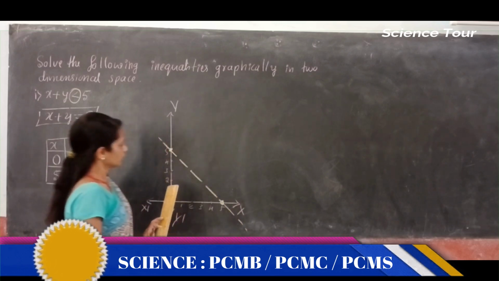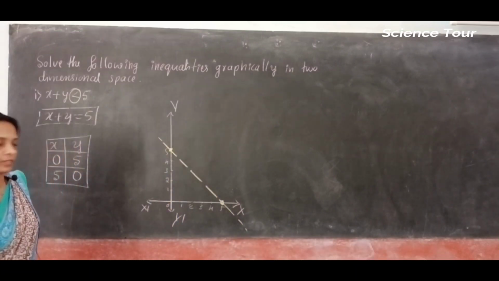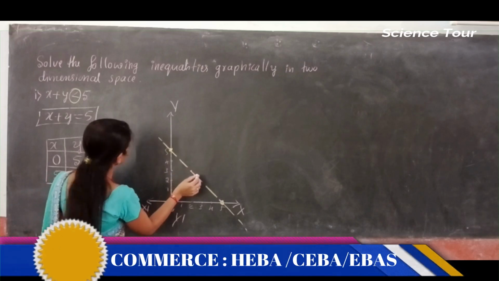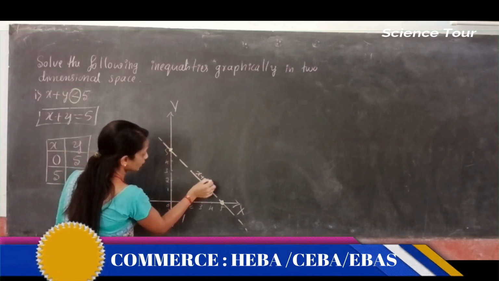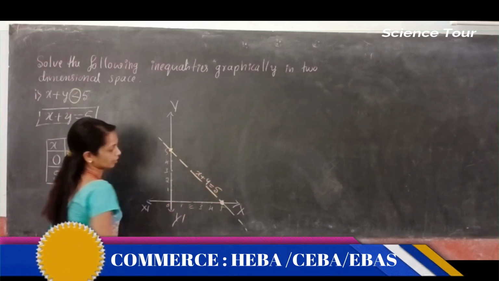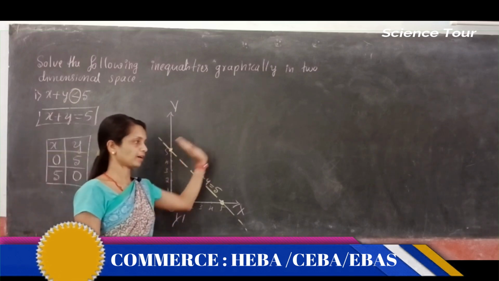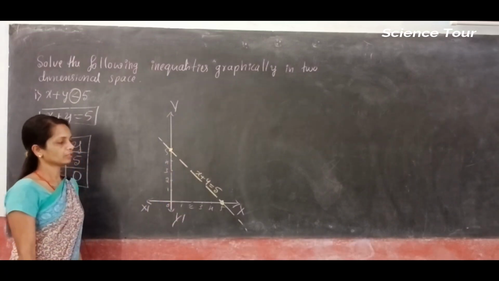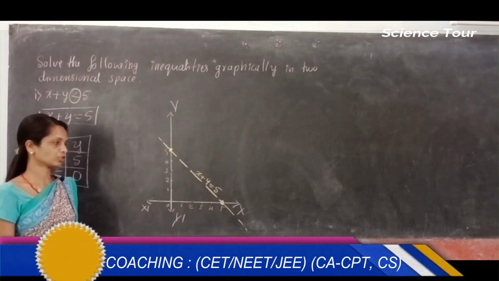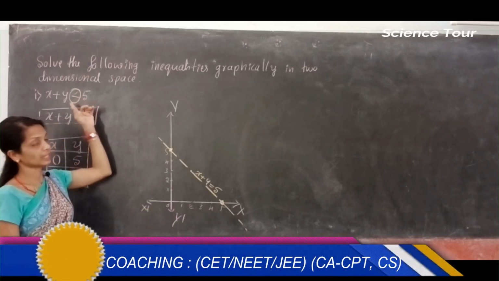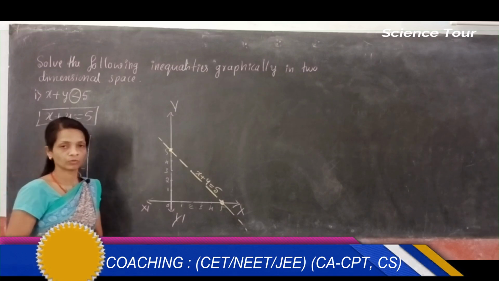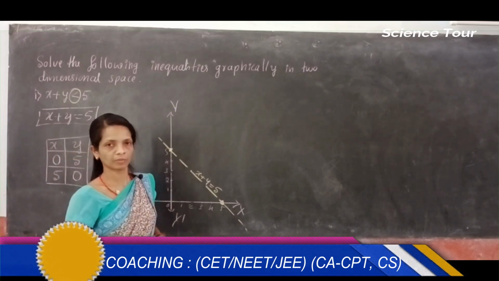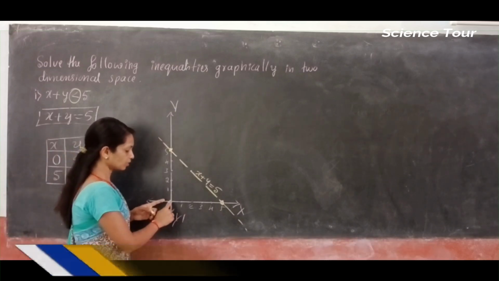Okay, so then what next? You have to write the name of the line, that is x plus y is equal to 5. Now you have two half planes, upper side and lower side of this line. Now which half plane will be the solution region of this given inequality? To decide that, we take a checking point 0 comma 0. You can take a checking point 0 comma 0.